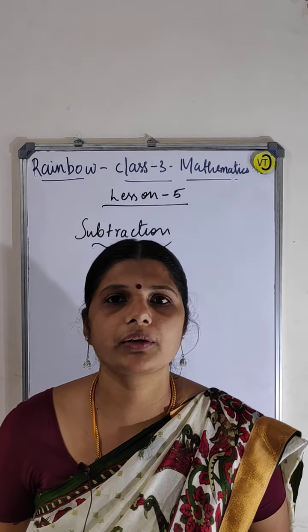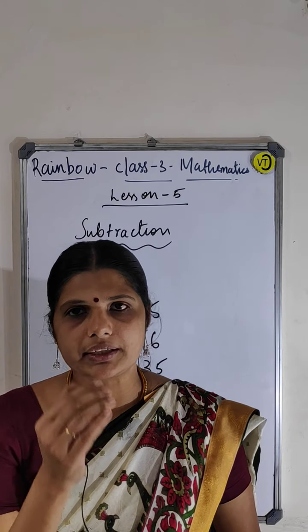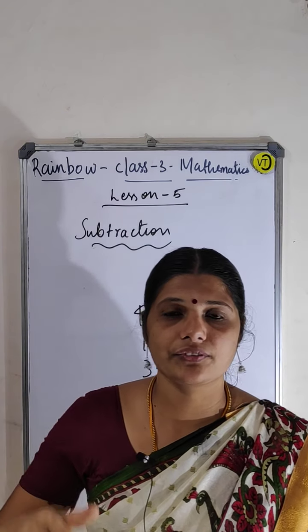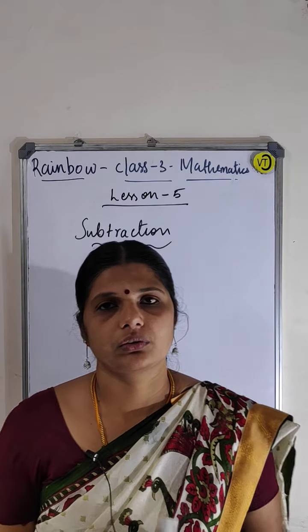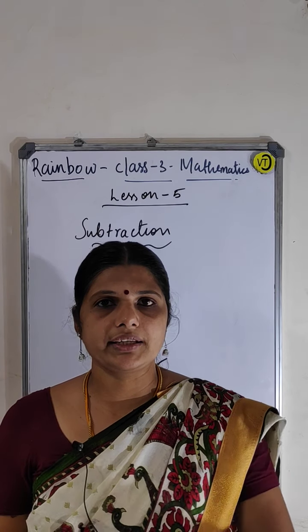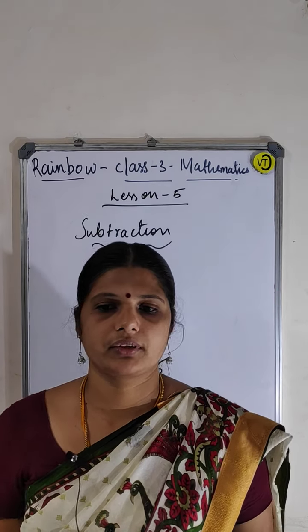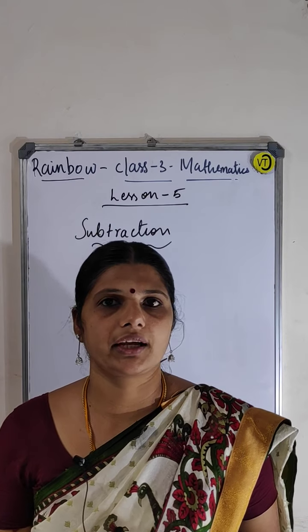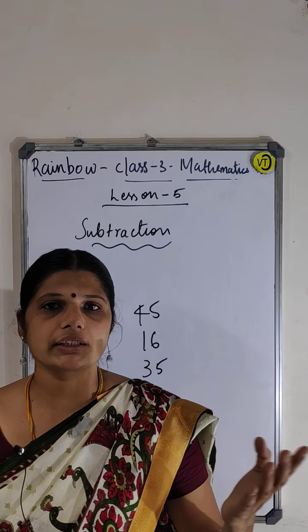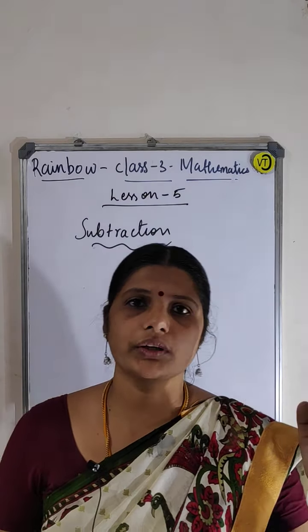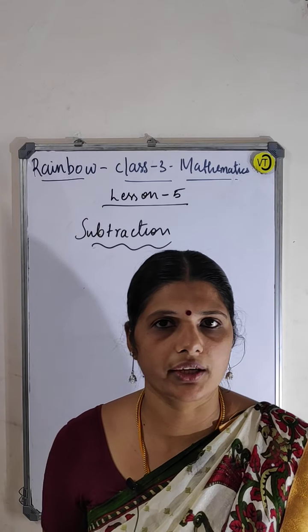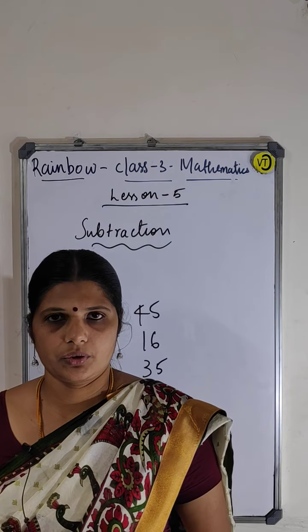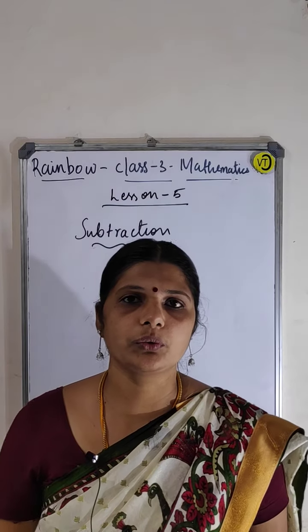The second property tells that when a number is subtracted from itself, the difference is 0. See now, 55 minus 55 is 0. 29 minus 29 is 0. 1351 minus 1351 is 0 again. Okay, so this is property number 2.